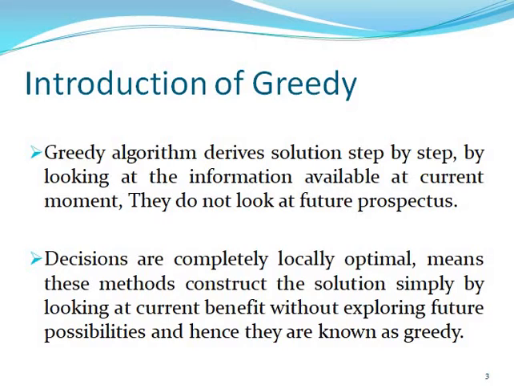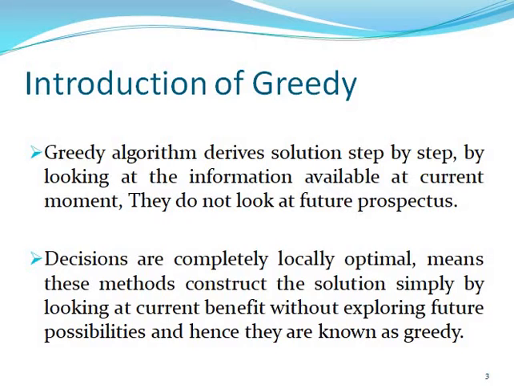A greedy algorithm derives a solution step by step by looking at the information available at the current moment. It does not look at the future perspective. So what is the greedy algorithm? A greedy algorithm builds a solution step by step, looking at the information available at the current time, and does not consider the future perspective. Next, the decisions are completely locally optimal.